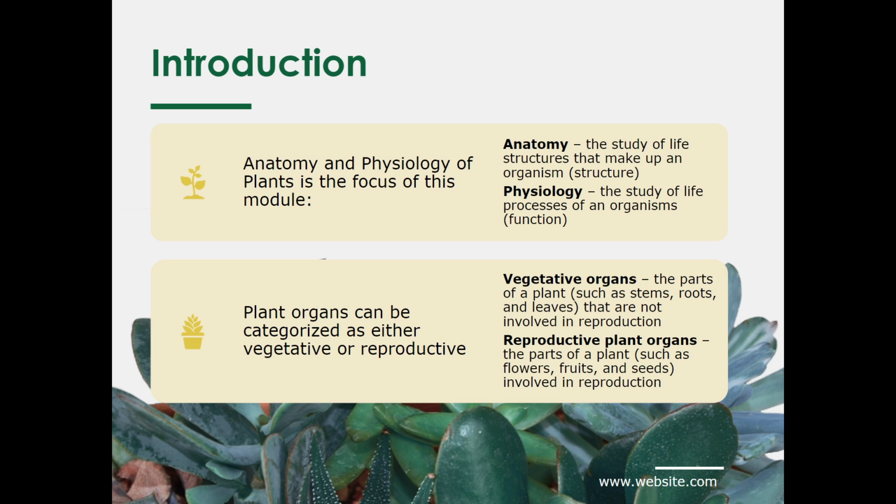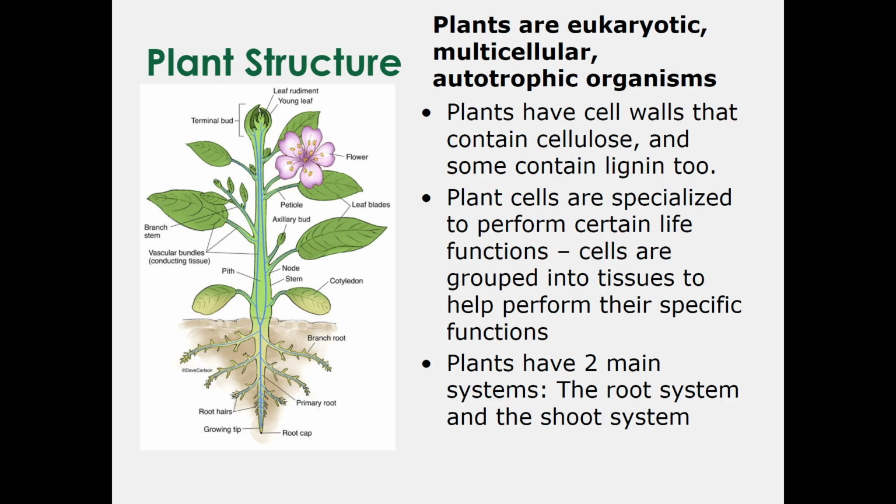We can also categorize plant organs into two categories. Vegetative organs are not involved in reproduction, such as stems, roots, and leaves. The reproductive plant organs are involved in reproduction. They include things like flowers, fruits, and seeds.